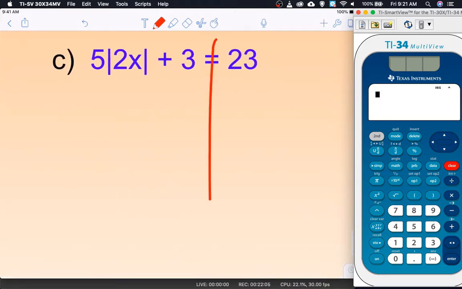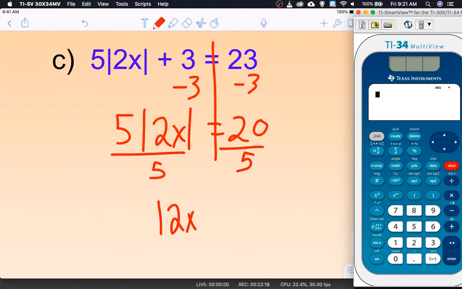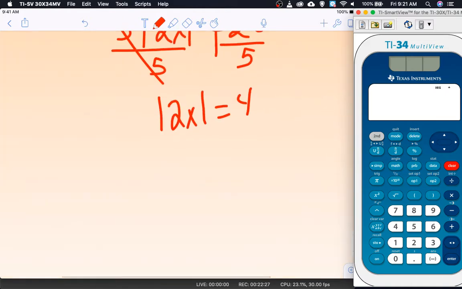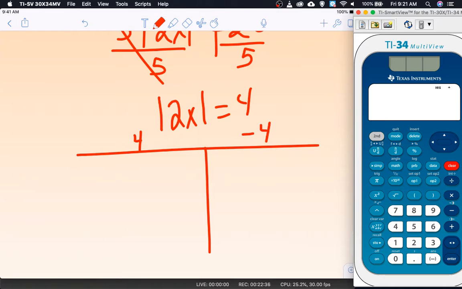All right, hopefully you started by doing, that's a little big probably, -3 minus 3, 5 times 2x equals 20, divided by 5 on both sides, and absolute value of 2x equals 4. That's getting the absolute value by itself. So that's solving the first part of the equation. Now you take it and you want this stuff inside to be equal to a +4 and a -4. So 2x equals a +4 and 2x equals a -4. And you solve both of those.